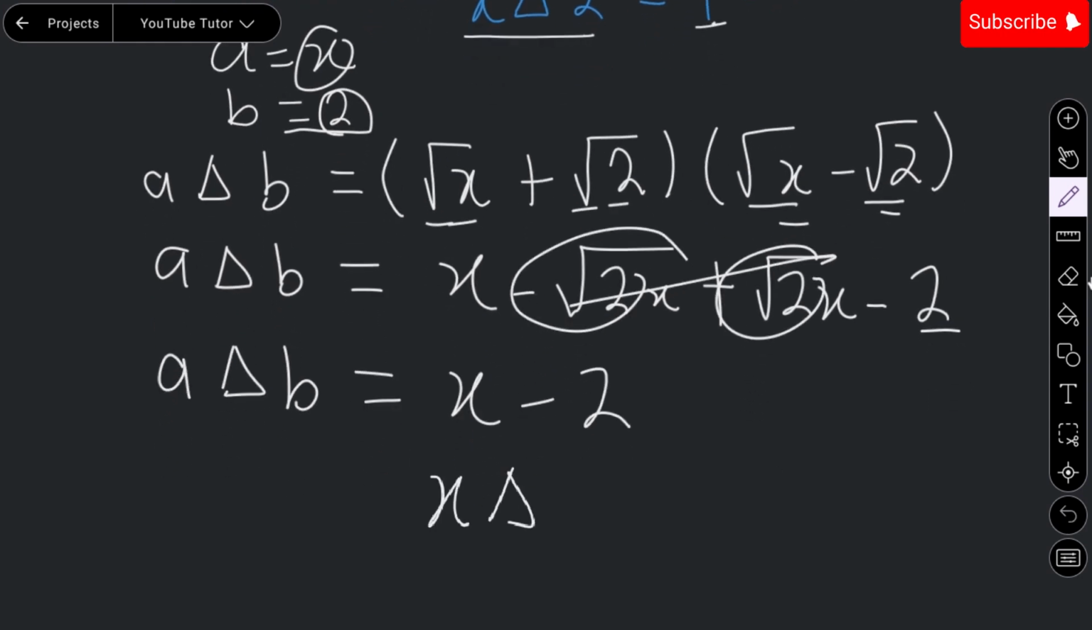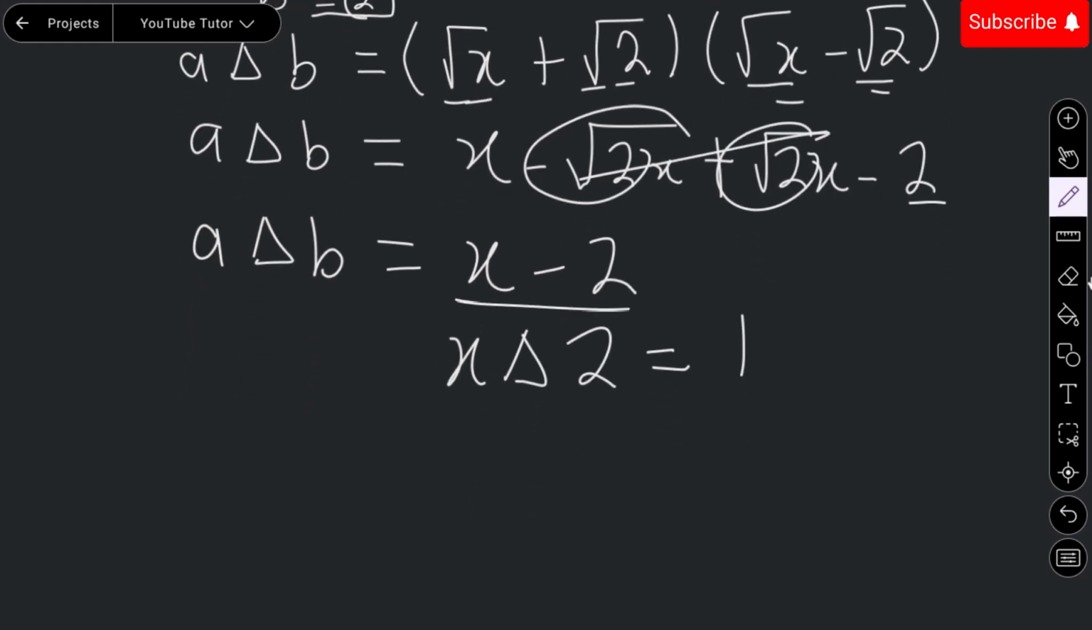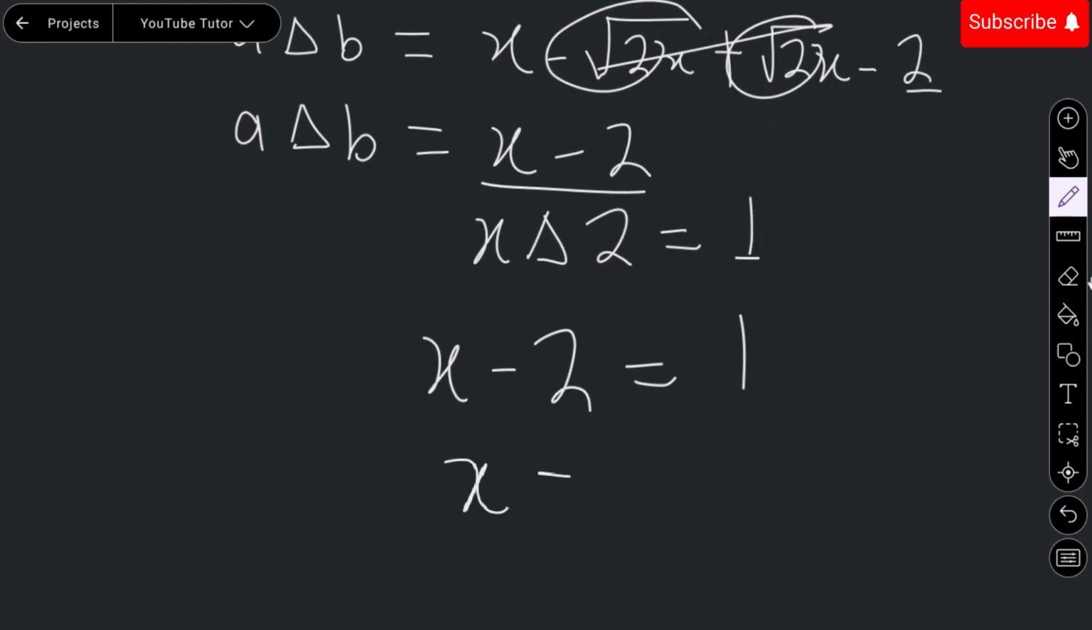Since they said x triangle 2 is equal to 1, we are just going to equate this to 1. So now we have x minus 2 being equal to our 1. And when we move the 2 to this side of the equation, we get 1 plus 2, and x is nothing else but the answer 3.